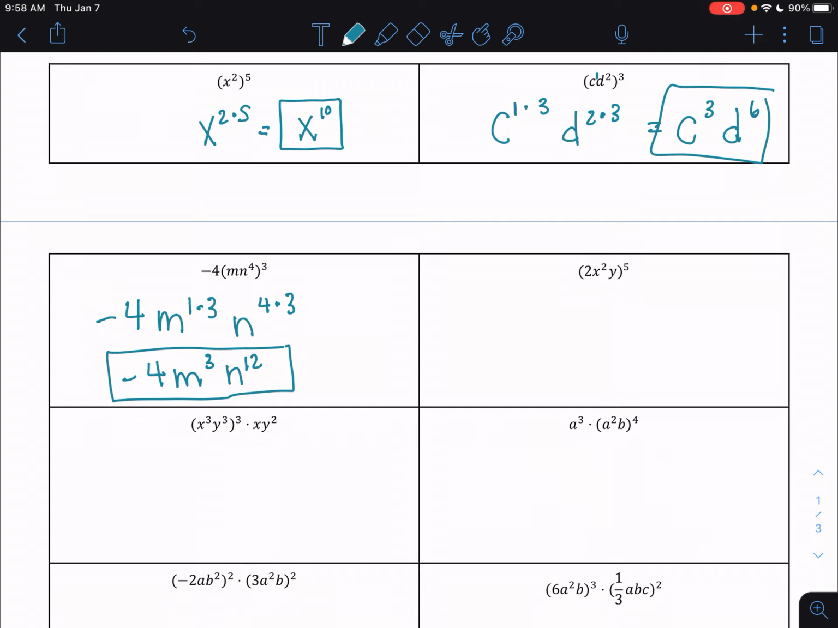All right, take a second and try this next one over here. Before we get into anything harder, pause the video, and then come back and check your answer.